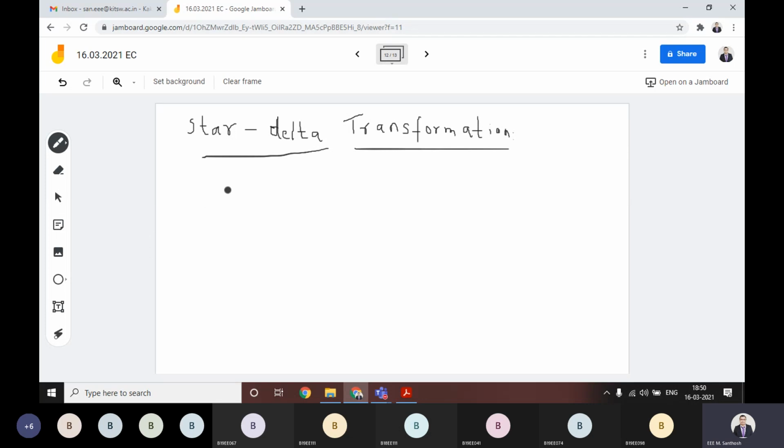Okay, first there is actually the representation like this. For suppose there is a star connection, this element is ZA. Okay, then the other one is ZB. Okay, the other one is ZC. This is the star connection, but you want to change this star connection into delta connection. That means you are connecting these elements into delta.